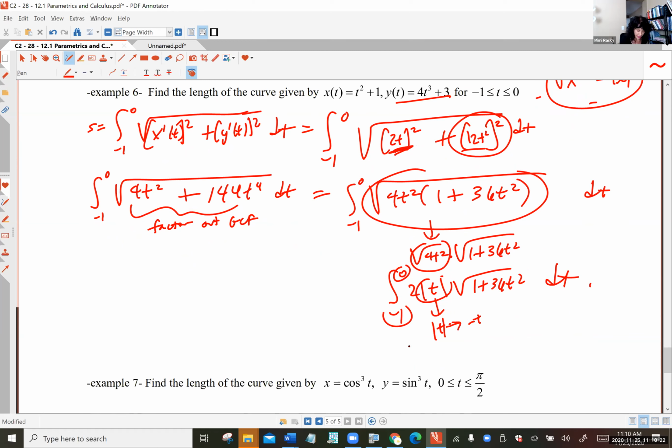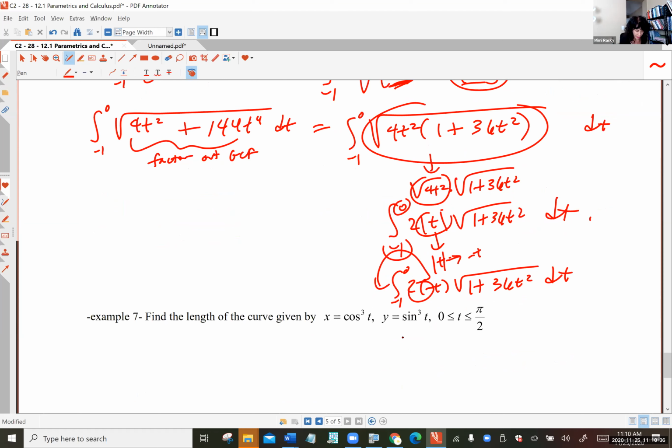So you're really going to negative t square root of 1 plus 36t squared. And if the 2 and the negative bother you, then just pull it out of the integral. It's just a constant multiple anyway. So if it's giving you an annoyance there, move it out.